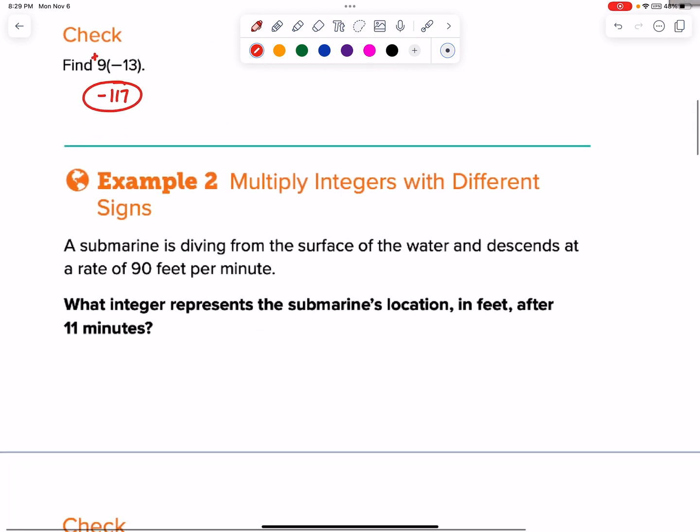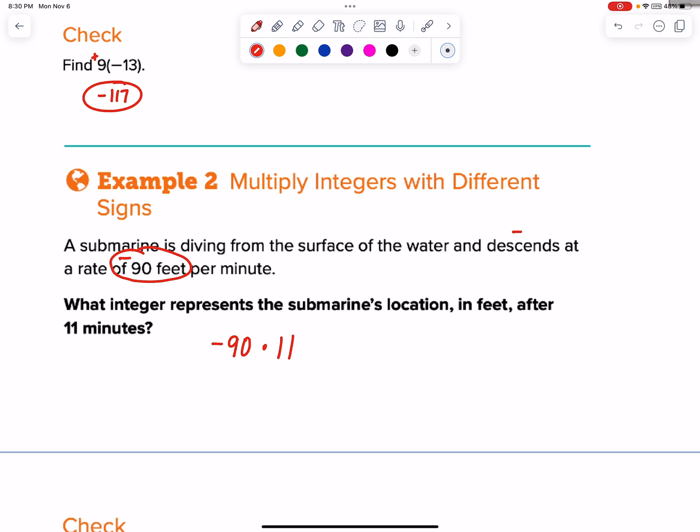All right, let's multiply integers with different signs. You can see in word problem. So we're talking about ascending and descending again, and things like that. So be aware of what the number would be. A submarine is diving from the surface of the water. It descends. I know descends means subtract, or negative in this case, at a rate of 90 feet per minute. So that's a negative 90 feet per minute. What integer represents the submarine's location in feet after 11 minutes? So let's write our expression. So we have negative 90 feet for a time period of 11 minutes.